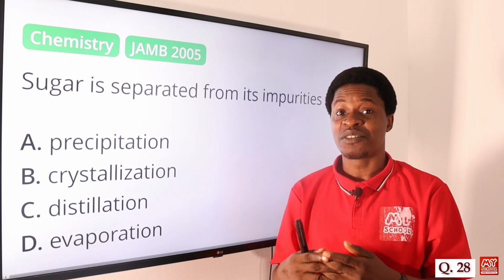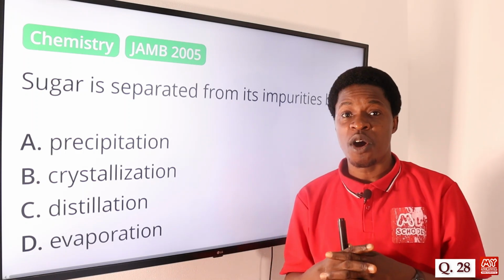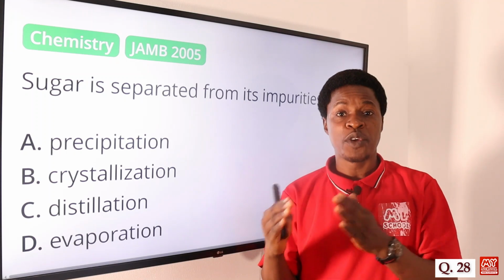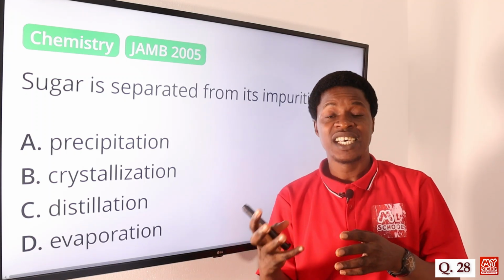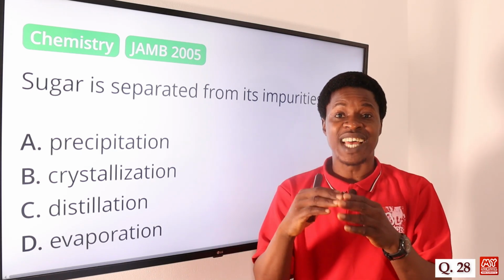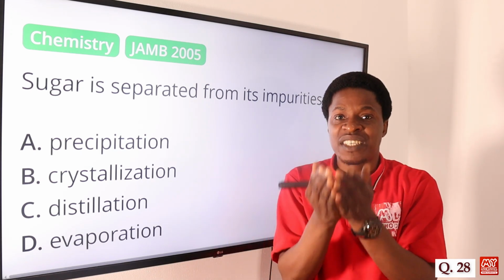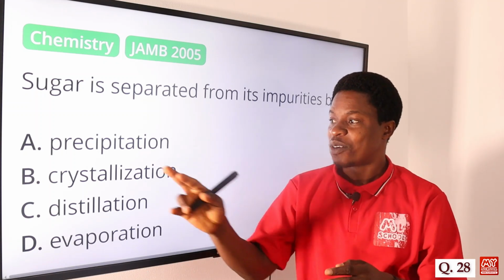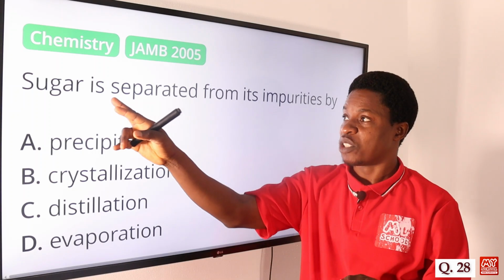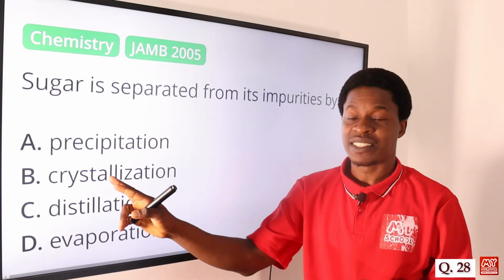It is crystallization. Crystallization brings about a pure substance. We can get our pure substances from crystallization, because by the time you apply it, water vaporizes, and then what we have left will be the crystals of the substance that is in the pure state. So sugar can be separated from its impurity by crystallization. Let's look at option C.